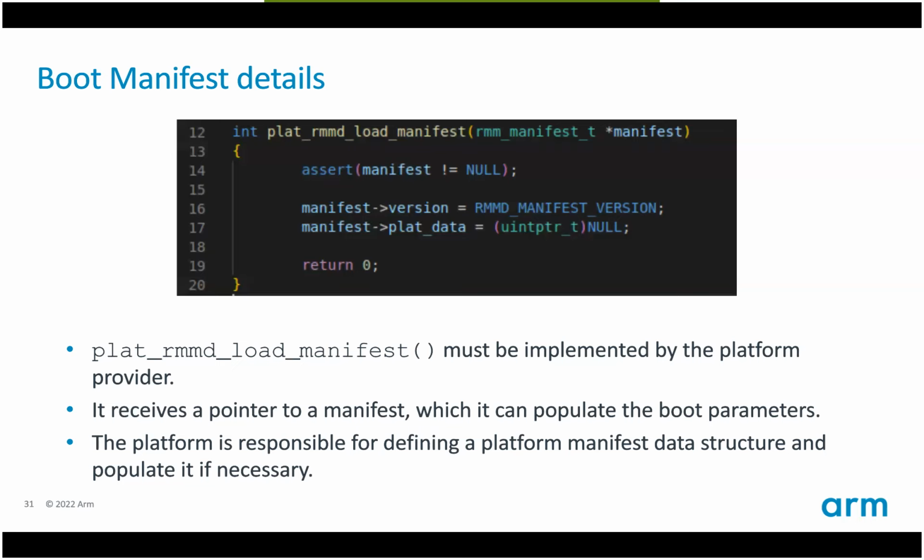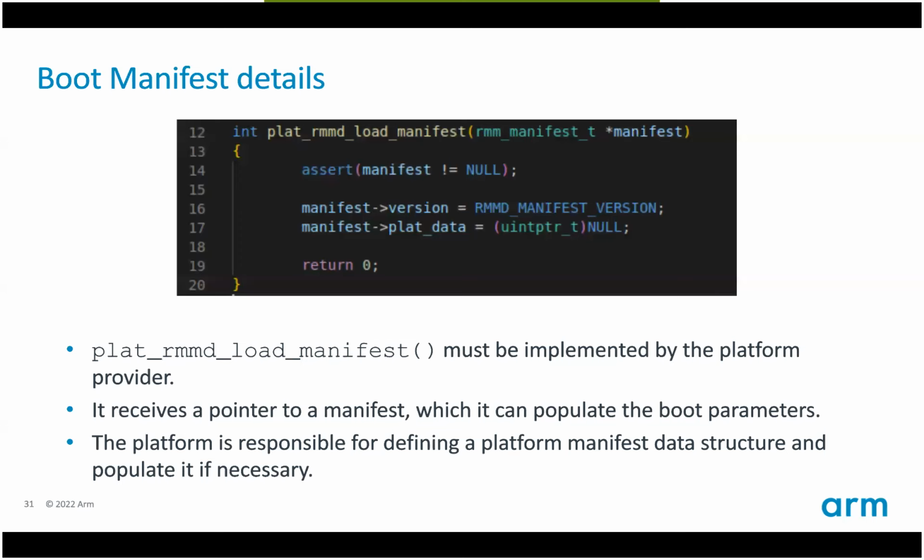Any platform must implement an API called plat_RMMD_load_manifest. This API is in charge of allocating the memory for the platform data manifest and populating that as necessary. It will also call some common code that will populate the common part of the boot manifest. The platform is responsible for defining any platform data manifest that might be needed to pass per platform data to RMM.